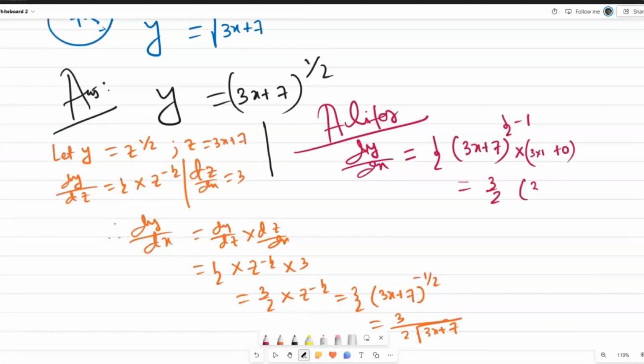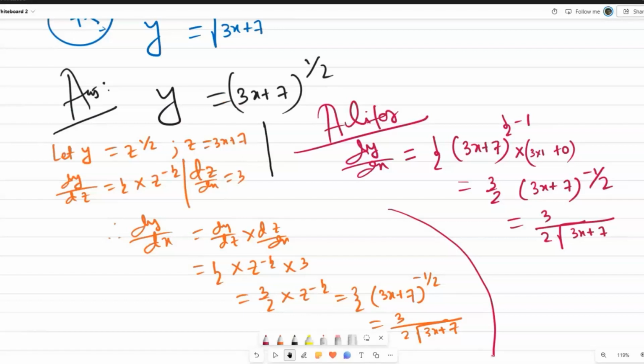So it will be 3 by 2, minus half. The answer is 3 by 2 under root 3x plus 7. Finished. Okay? Yes. So this way, by chain rule, it can be done.